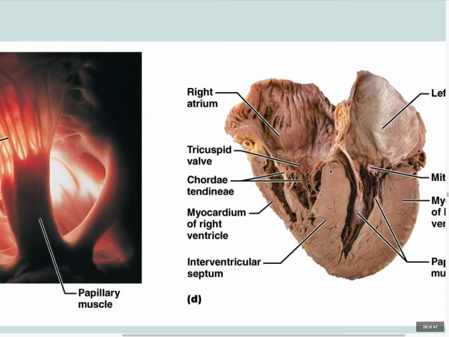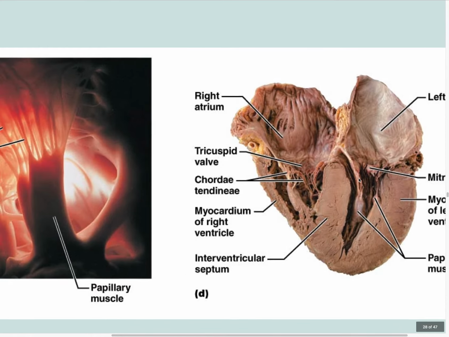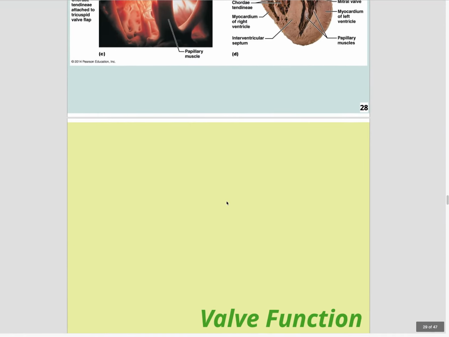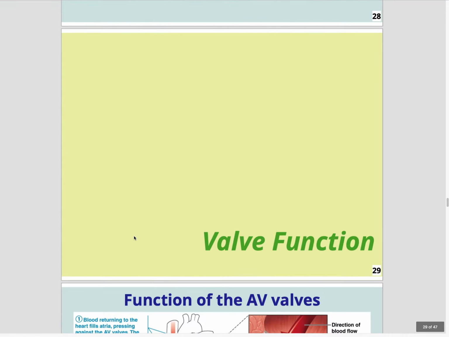And using that information, you can deduce that the atrioventricular valve that's connected to the right ventricle is going to be the tricuspid valve, whereas the atrioventricular valve connected to the left ventricle is going to be the bicuspid or the mitral valve. Look at how these valves function.